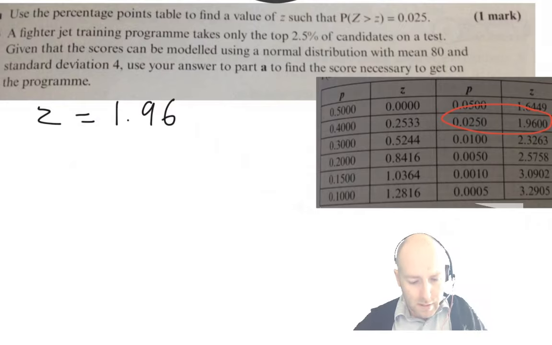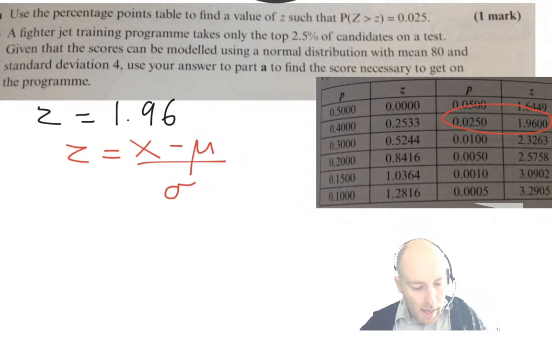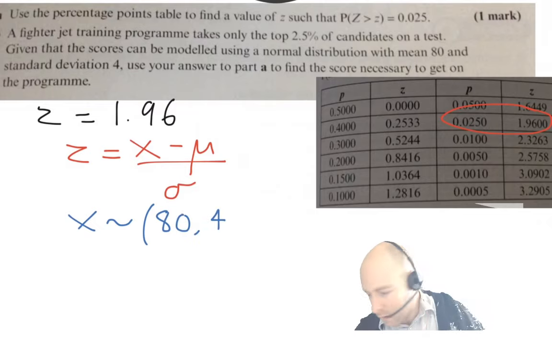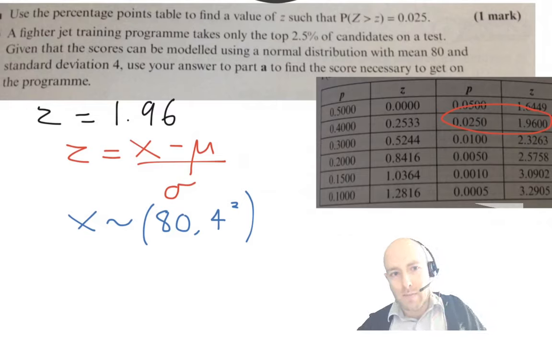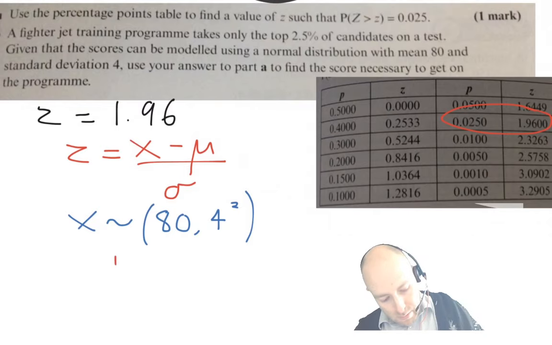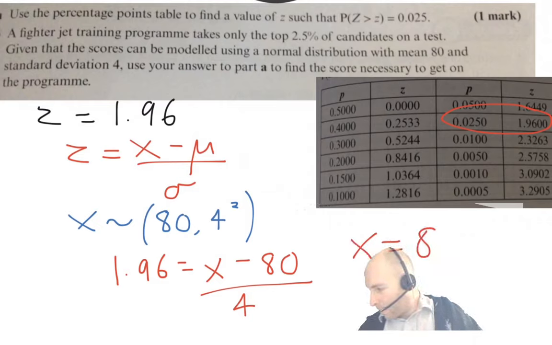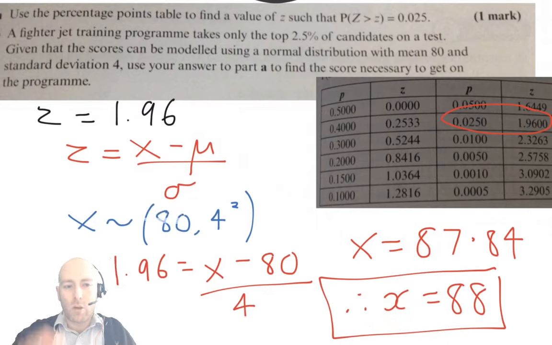Anyway, so Z is 1.96. We're going to be using the equation Z equals X minus mu over sigma. And we know the mean is 80. So if we write all this out, X has a mean 80, standard deviation 4. And we need to turn our 1.96 into an X value. So we're going to say 1.96 equals X take 80 divided by 4. And if you work all that out, we get X equals 87.84. Therefore, X equals 88. Cool. Anyone got any questions about that?